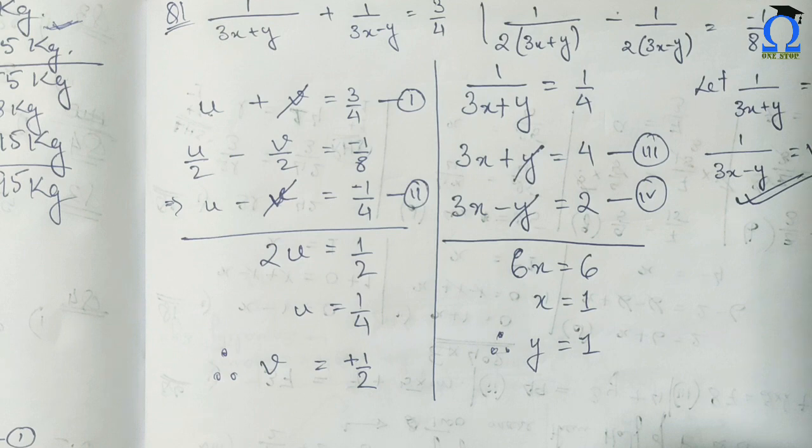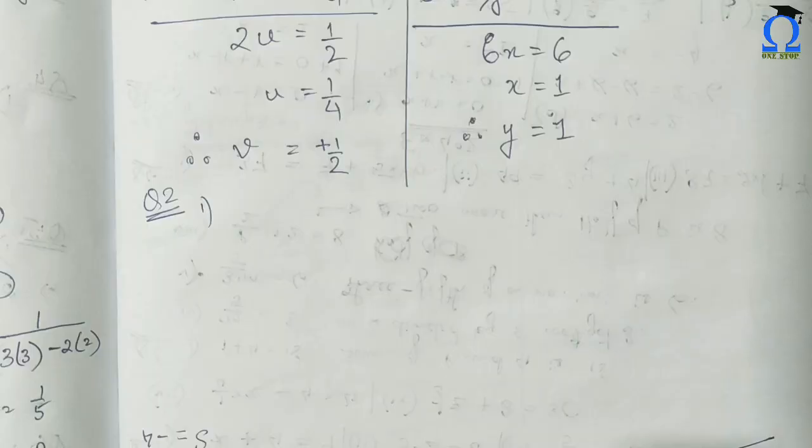Okay, now let's go to question number 2, in which we need to solve certain word problems. First we have to form the equation and then we will have to solve. So second question, part 1. Ritu can row downstream 20 kilometers in 2 hours and upstream 4 kilometers in 2 hours.